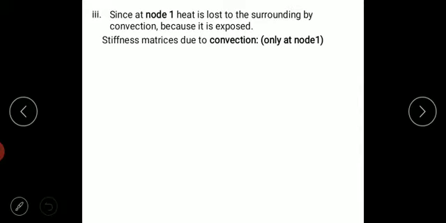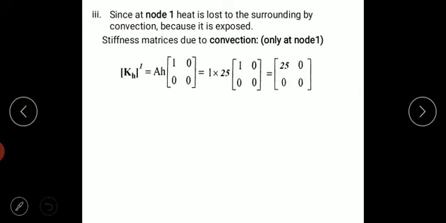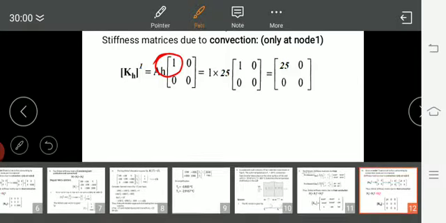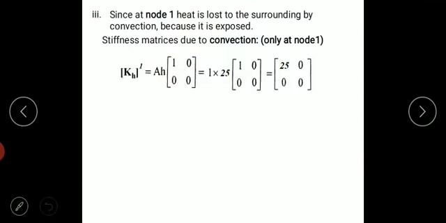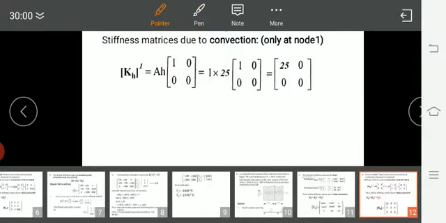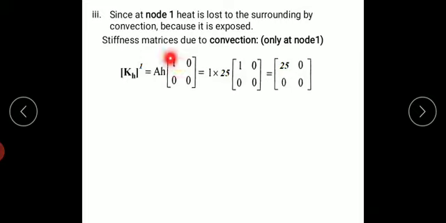Now the next, third step is what? I need to find the convection. So in the given problem, where is the convection happening? Convection is happening at node 1, meaning at the beginning of the layer. Because of that, can you observe here, one value has come at 1 comma 1, because the convection is happening at the first node.